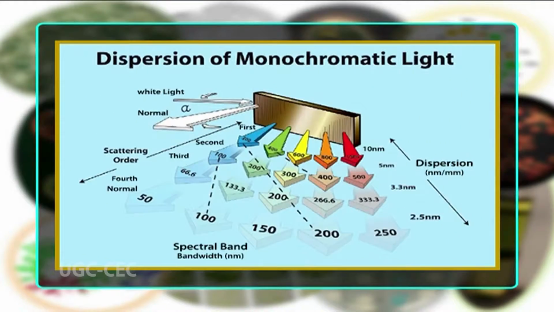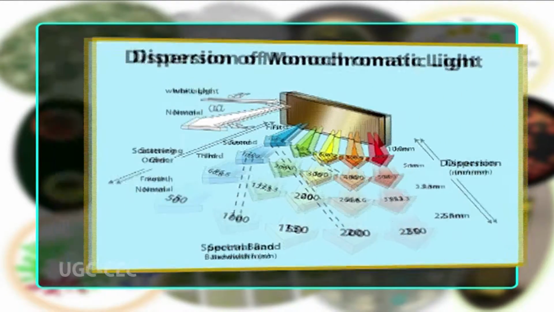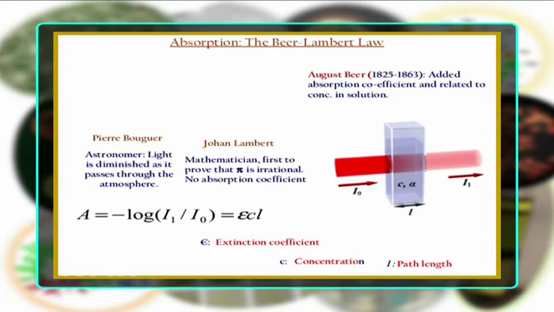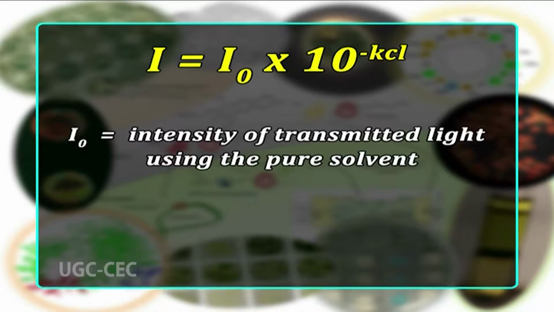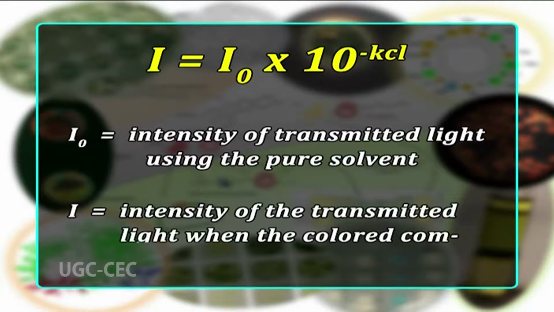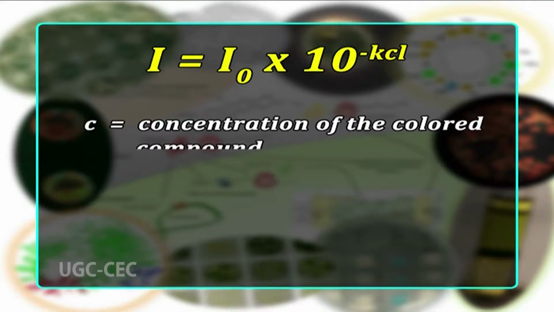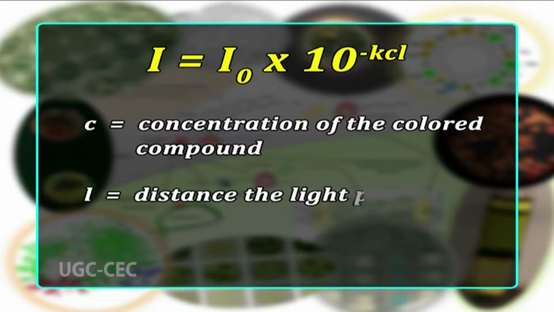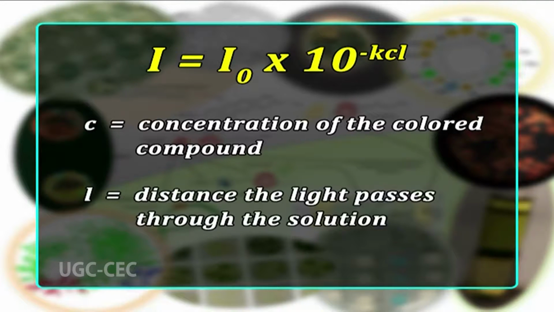When a monochromatic light passes through a solution, there is usually a quantitative relation, as per Beer's law, between the solute concentration and the intensity of the transmitted light. That is represented as shown here, where I sub 0 is the intensity of the transmitted light using the pure solvent and I is the intensity of the transmitted light when the colored compound is added. C is the concentration of the colored compound, L is the distance the light passes through the solution, and K is a constant.